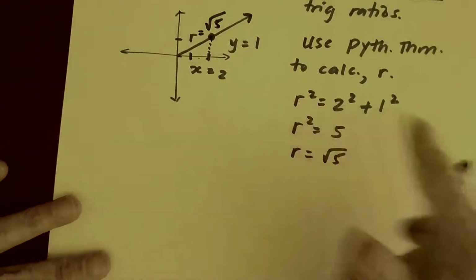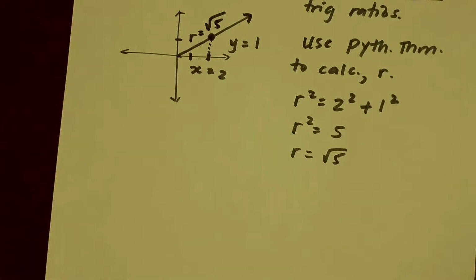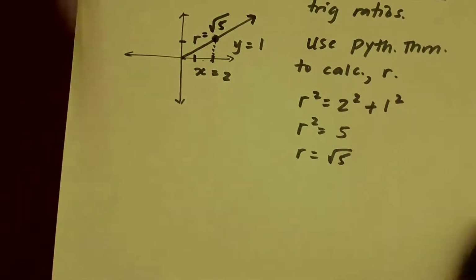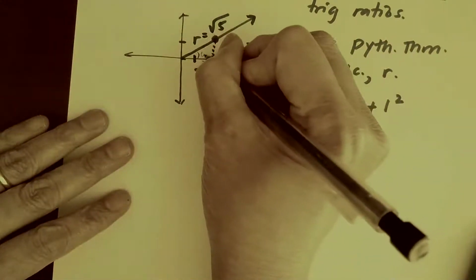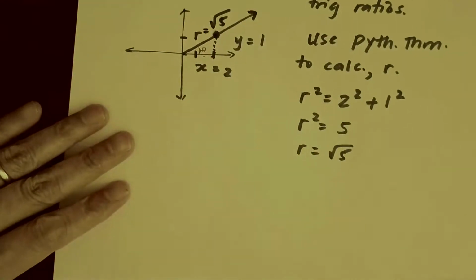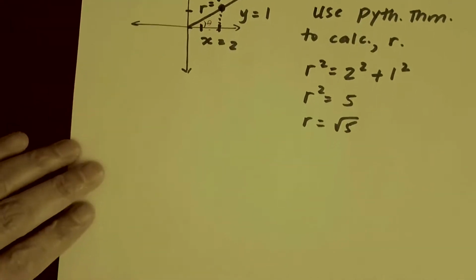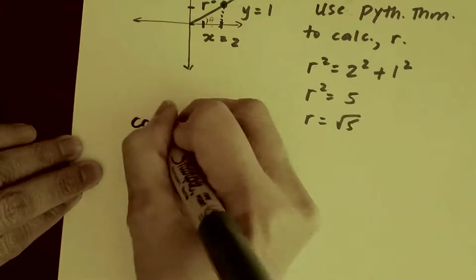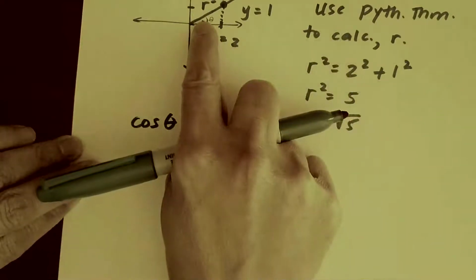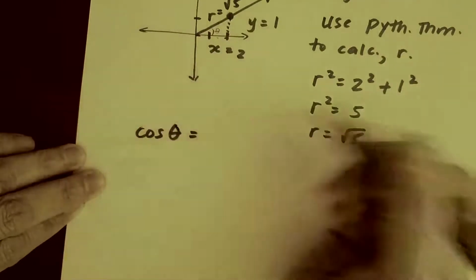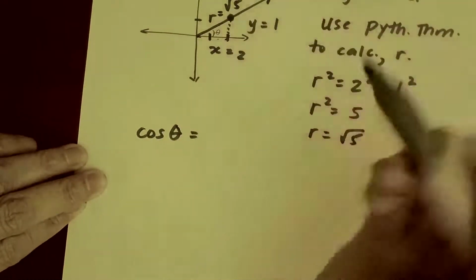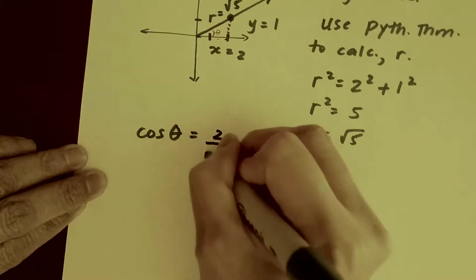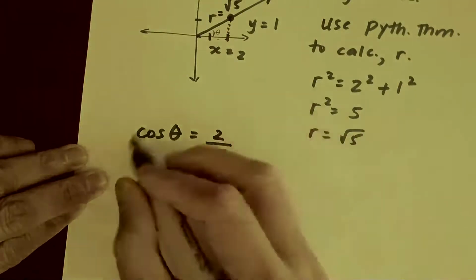And then my theta. Where is the theta in all of these things? The theta in standard position is right here. Theta in standard position is right there. So we're going to go cos theta. We don't know what that angle is, the tiny angle there in standard position. It's going to be adjacent over hypotenuse. So that's going to be 2 over root of 5.